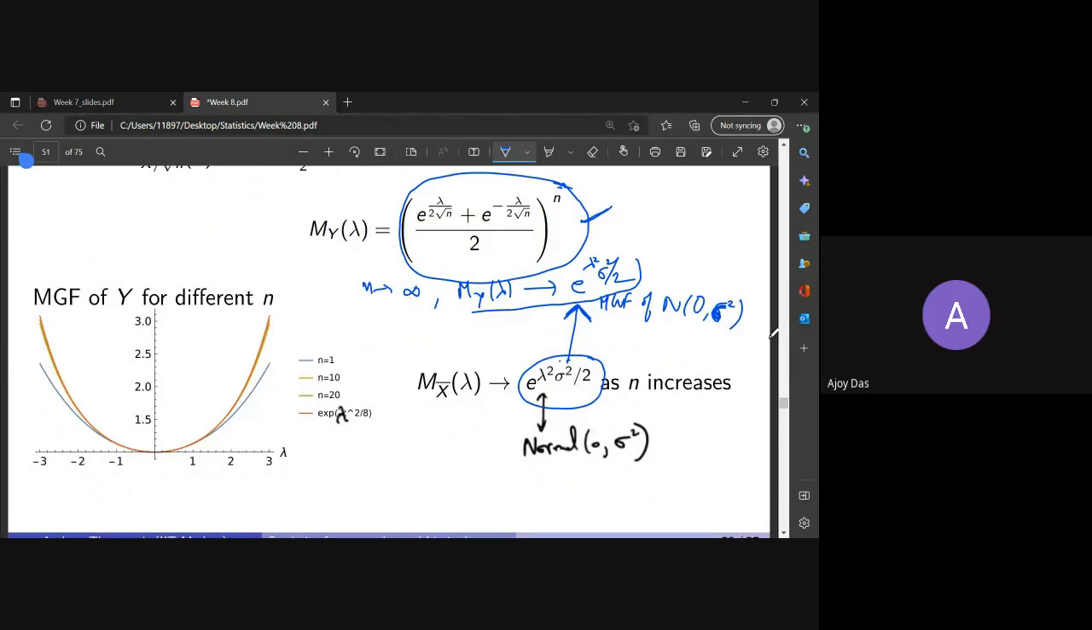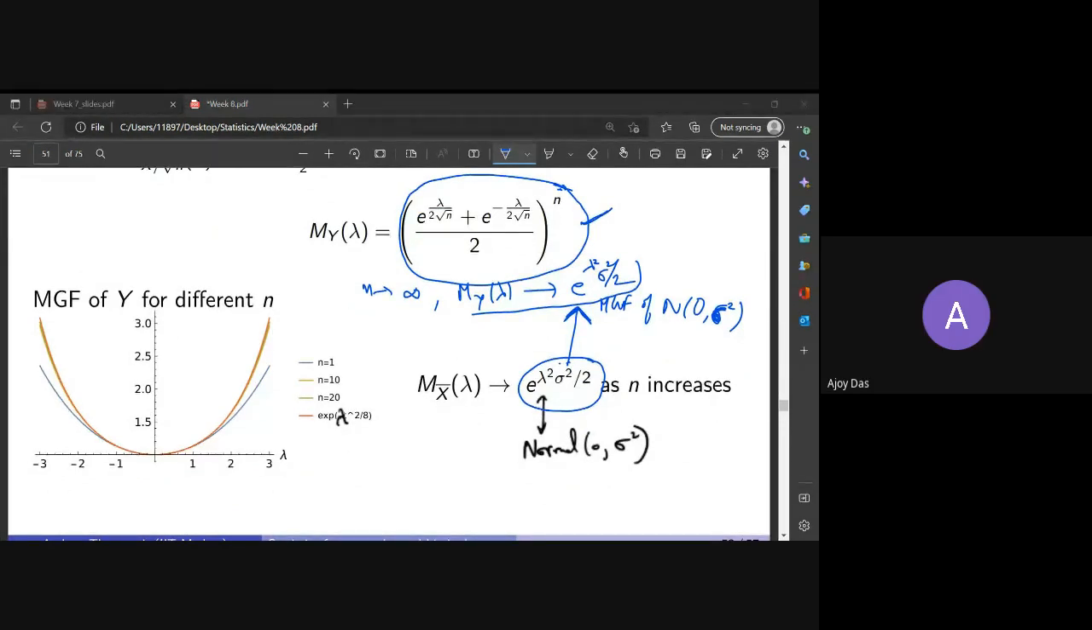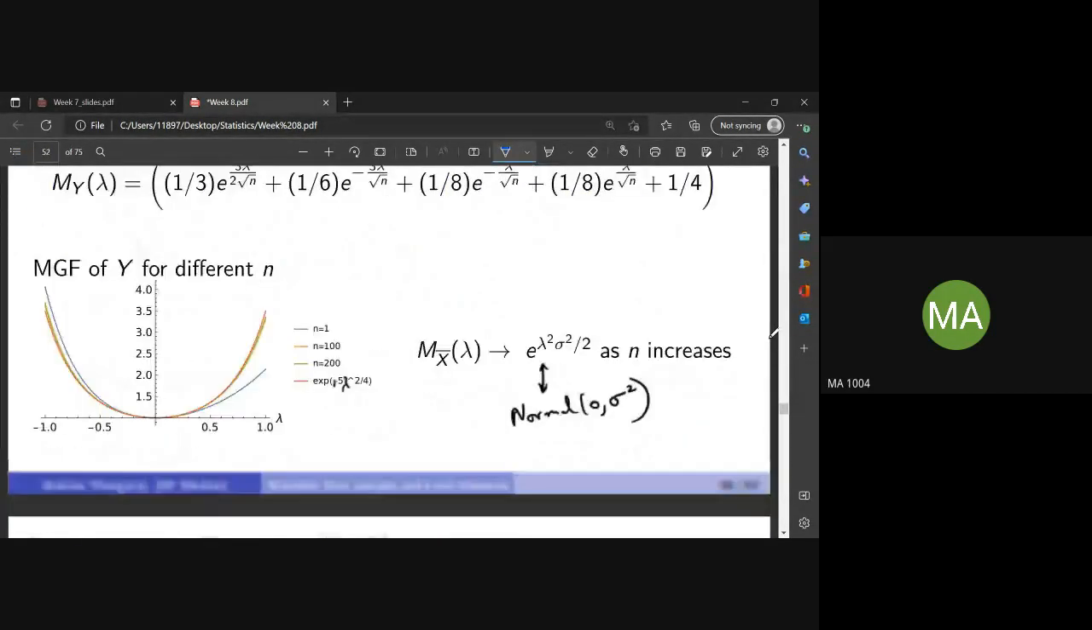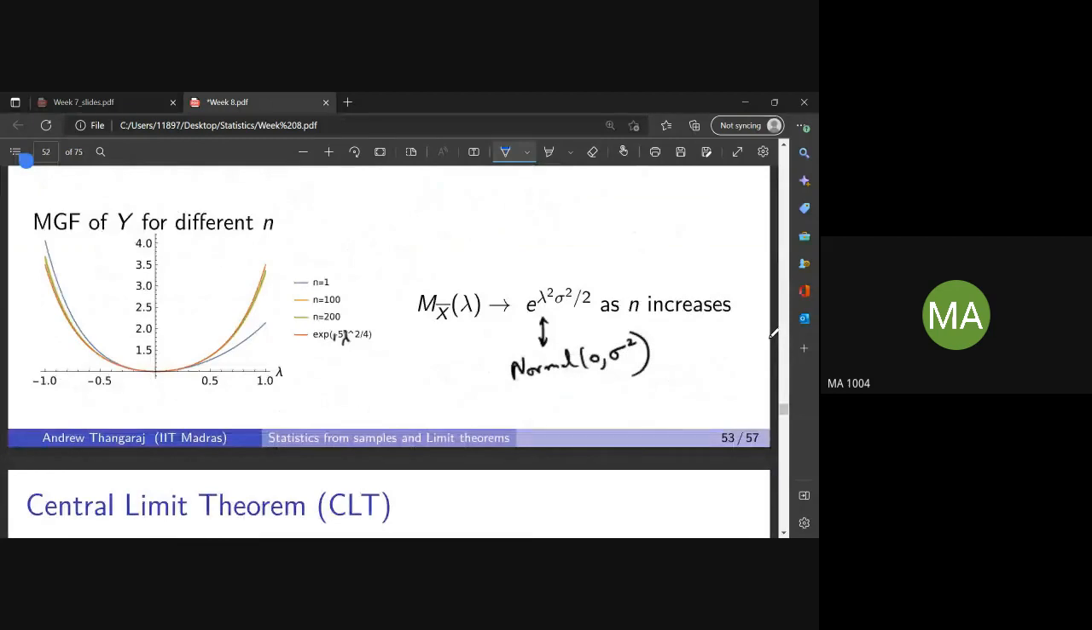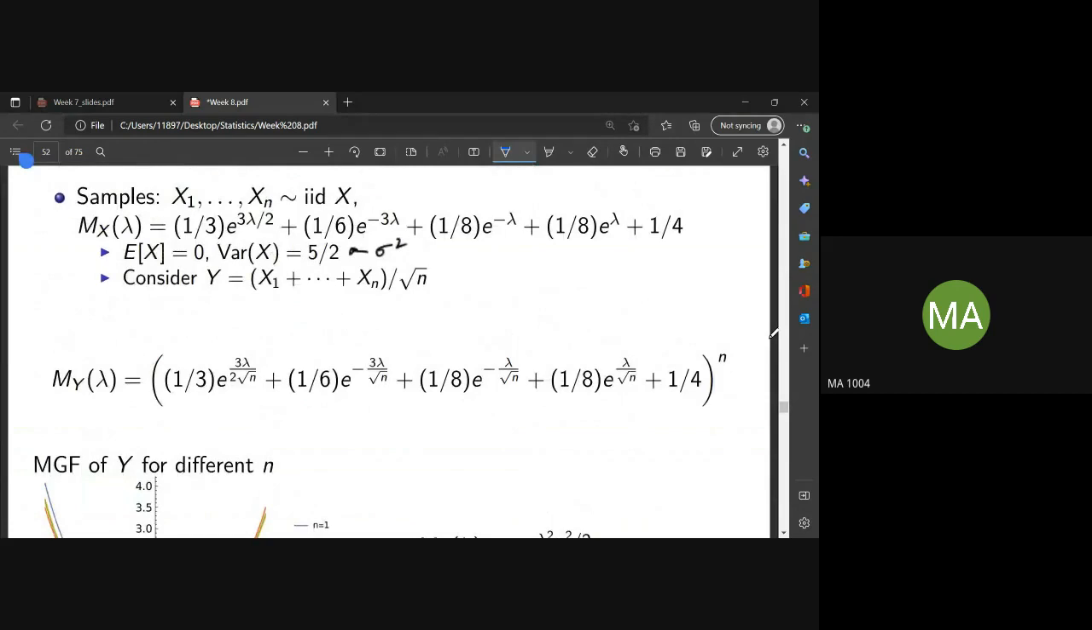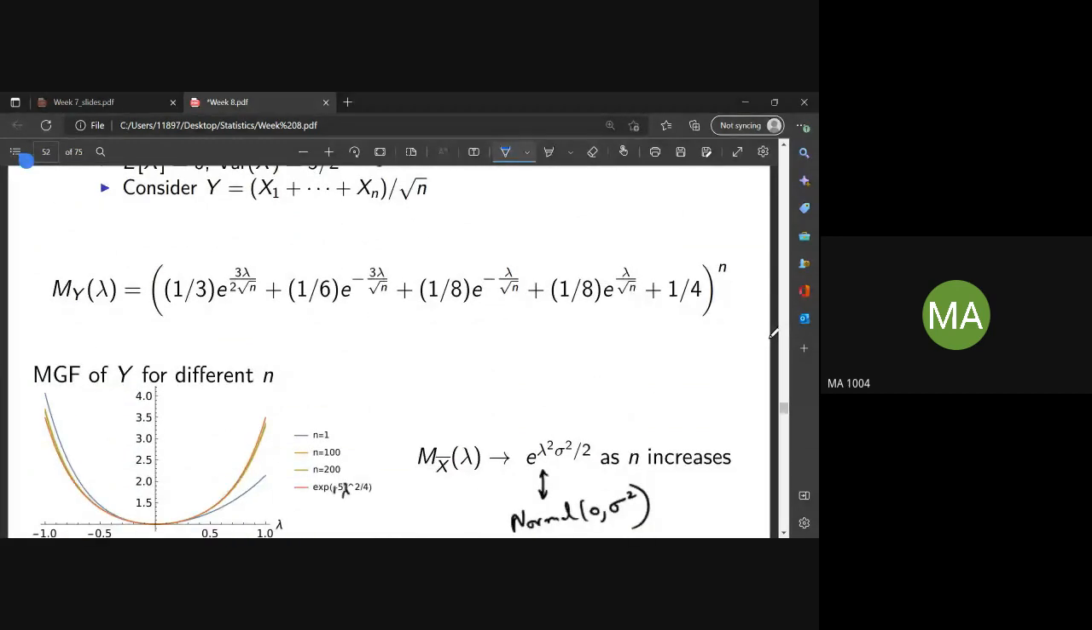Why do we need the central limit theorem or MGF? Just to give you a sense of how this 1 by root n scaling works: IID samples coming from any distribution converge to a normal distribution with mean zero and variance sigma square. This is a generalized form.